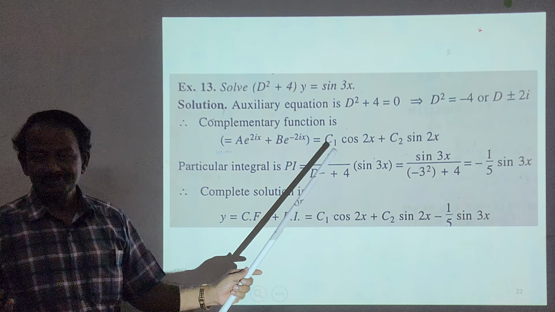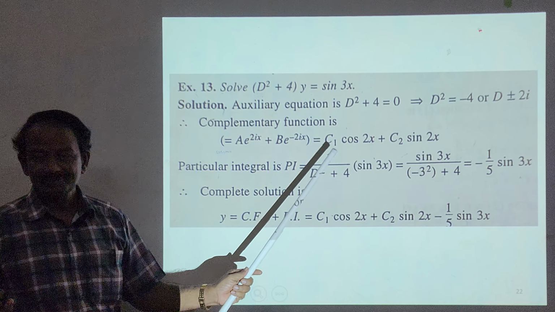Is it okay? Don't forget this is minus a squared, not minus a whole squared. We always get confused with this one. So the complete solution will be complementary function plus particular integral. So this is your complementary function, this is your particular integral. This contains only trigonometry functions. Okay. Now we will go for another one.